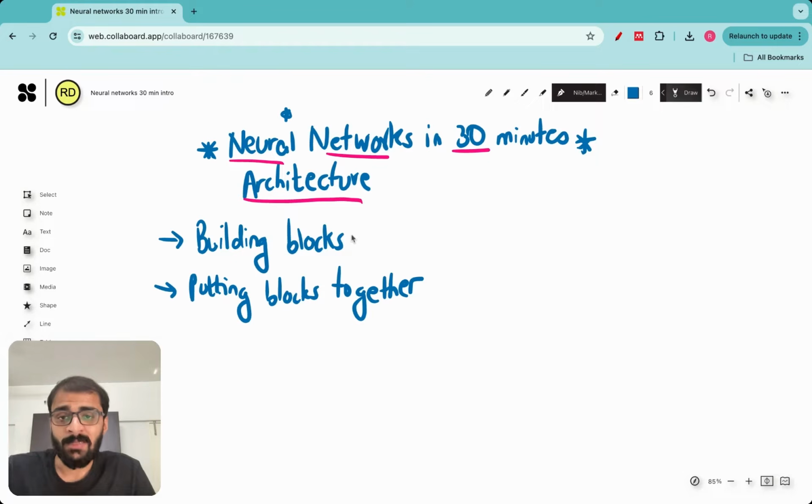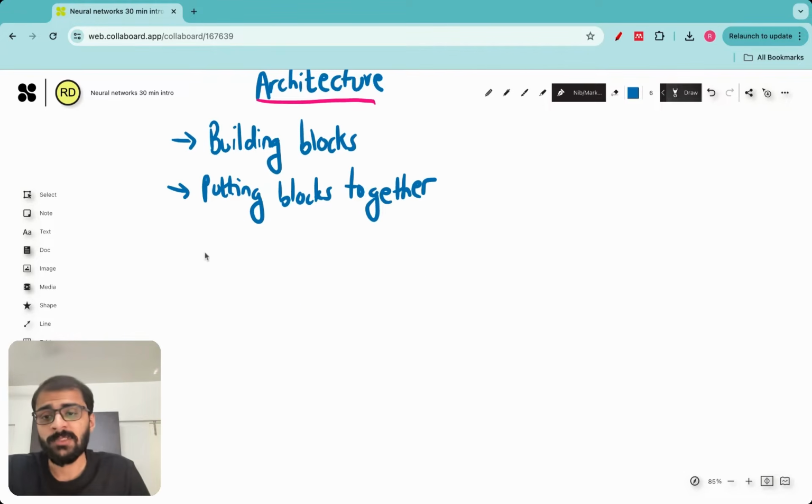First, I'll be explaining the building blocks of a neural network, and second, I'll put all of these blocks together. There are no prerequisites required, and I'll try to explain every single thing from scratch by writing it down here. So, first, let me start with the first building block, which is called a neuron.